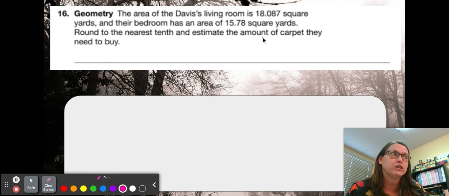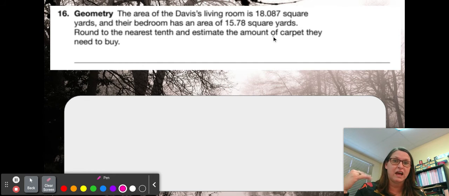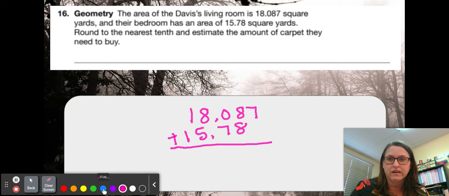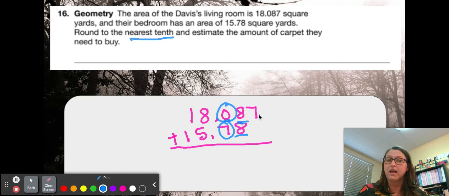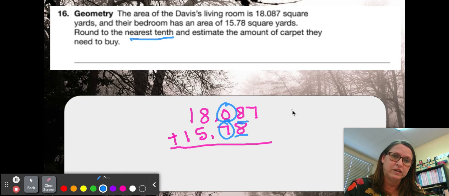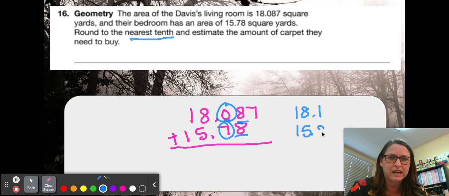They want to know how much carpet they need to buy, which means that I need to add the area for the living room and the area for the bedroom. So I'm going to put 18.087 plus 15.78. Now to solve it, it tells me to round to the nearest tenth. So I'm going to circle the digit in the tenths and underline their neighbor. 8 is in the 5 or more, raise the score. So I am going to do 18.1, and this 8, same thing. So my 7 is going to become an 8, so 15.8.